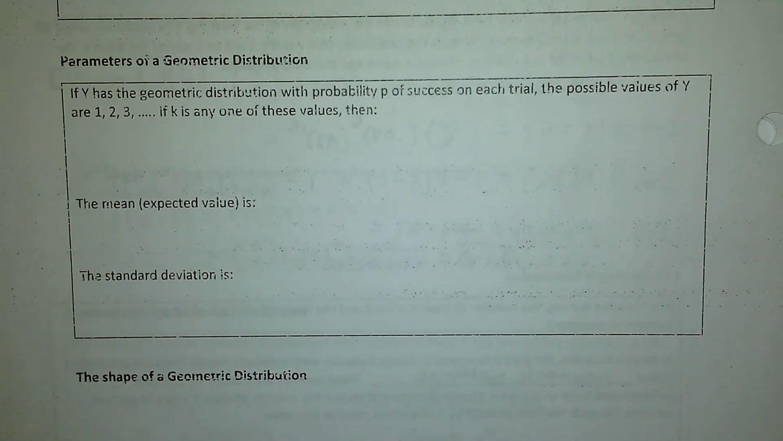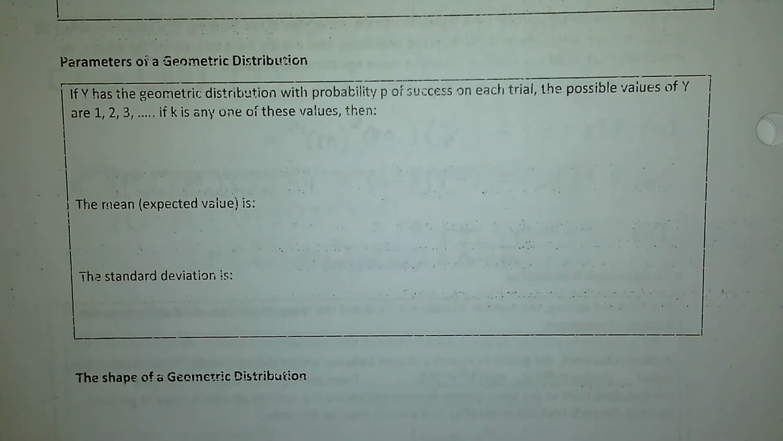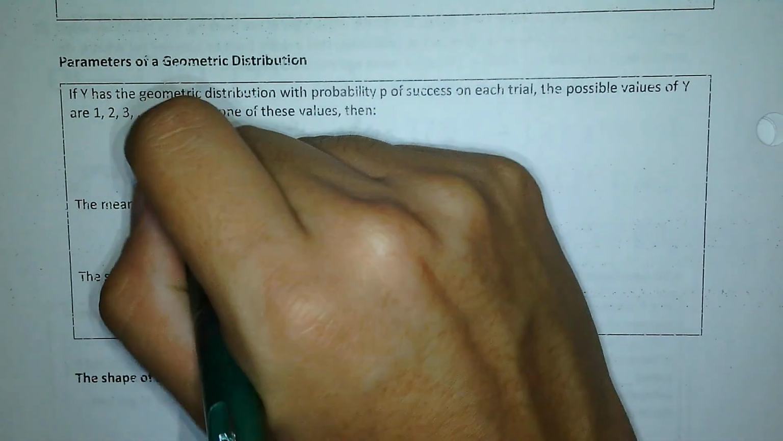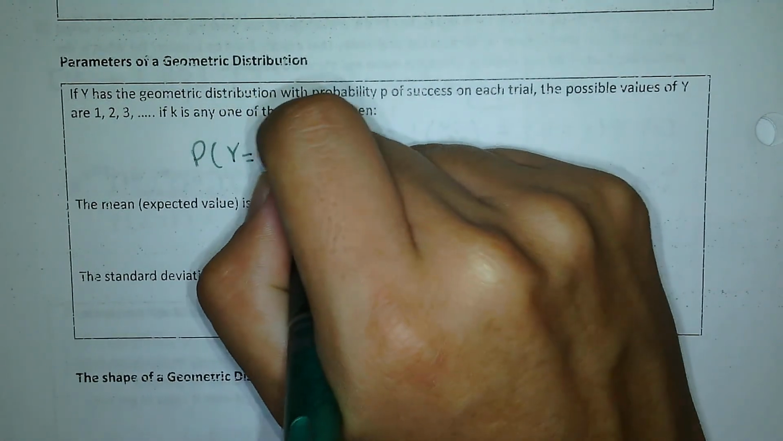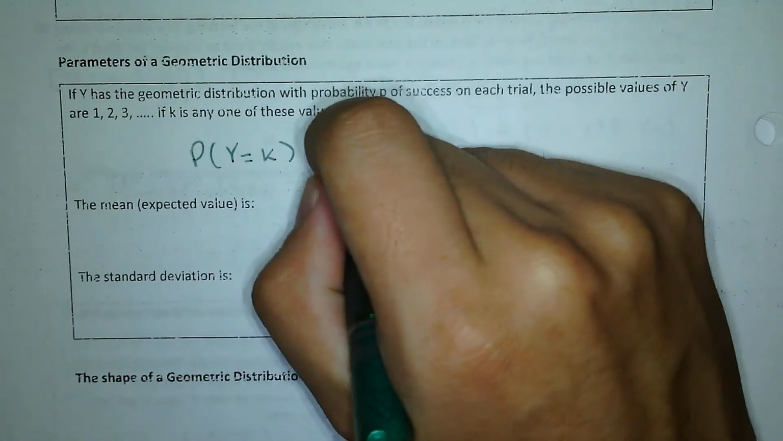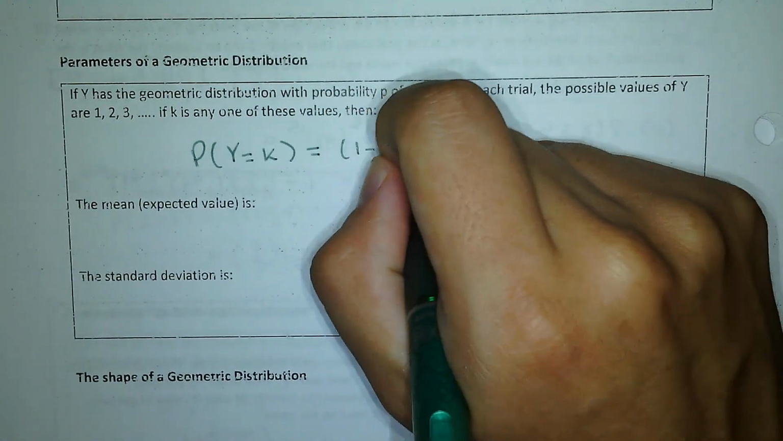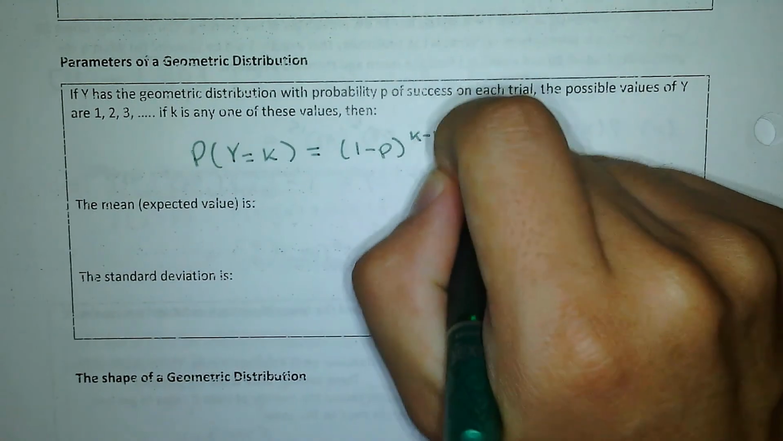If y has a geometric distribution with probability p of success on each trial, the possible values of y are 1, 2, 3, up to k. If k is any one of these values, then we have the following output function. We say the probability that y equals k is equivalent to this function. We will take the complements, do k minus 1, and multiply it by the product.